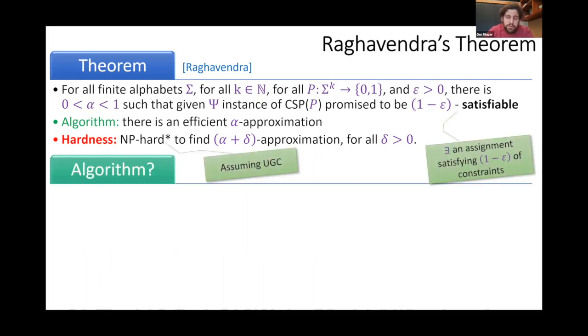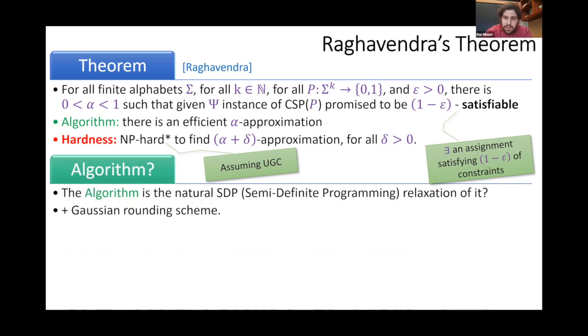And in fact, just like in the dichotomy theorem, not only does Raghavendra tell you that this is true, but it also tells you what the algorithm is. And in this case, the algorithm is a semi-definite program relaxation of the natural integer program that you can write for CSP P. And you need some appropriate rounding scheme, which is some rounding scheme based on Gaussian space. So, it fully solves the problem. It tells you how this approximation may be achieved.